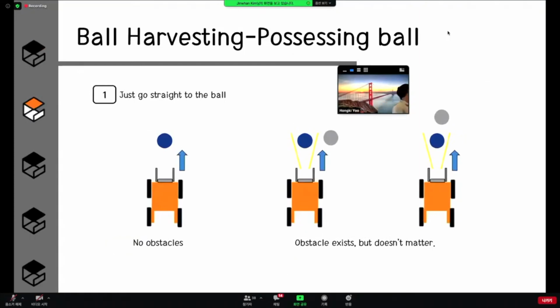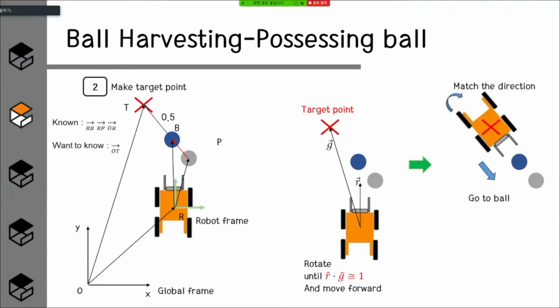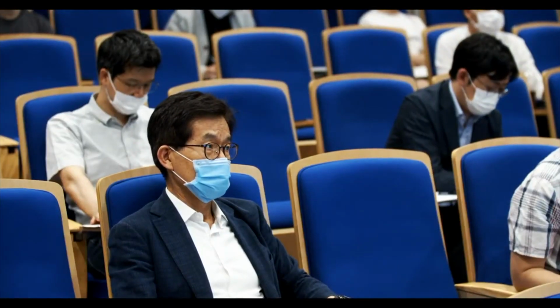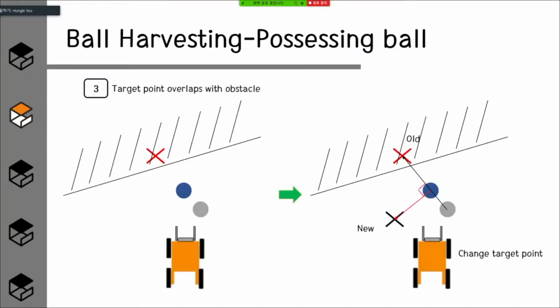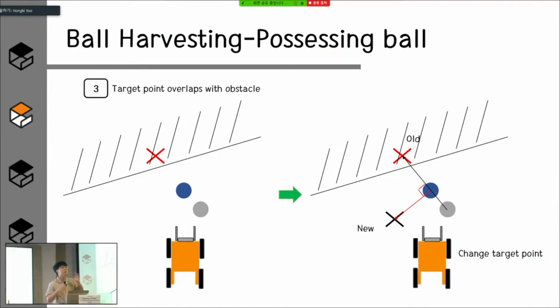First case, if there are no obstacles or the obstacle doesn't affect the path, robot just goes straight to the ball. But second case, if the obstacle blocks the path, robot makes new target points. Robot knows RB and RP and OR vectors, so robot can know the OT vector. So robot moves to the target point and then moves the ball.